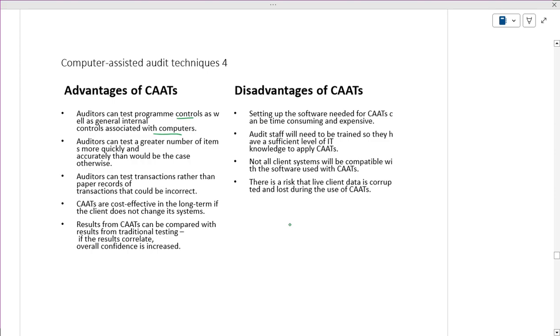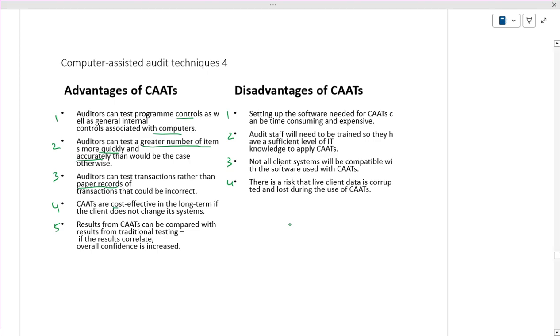We are going to have program controls as well as the general controls, with respect to the specified elements. Okay, this is the first one. Next, the auditors can definitely, with the system, test more items, more quickly, and to some extent more accurately also. Auditors can test transactions rather than paper records. These are simple ones.